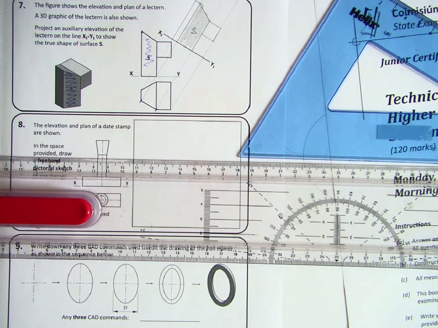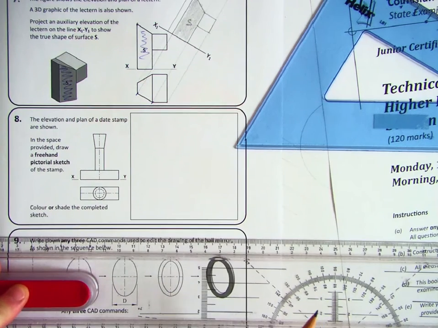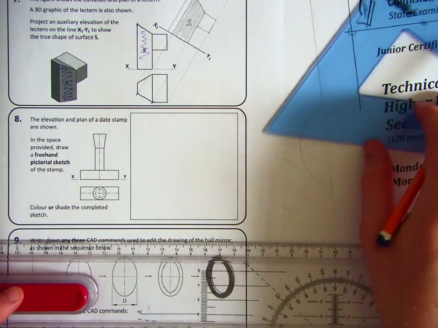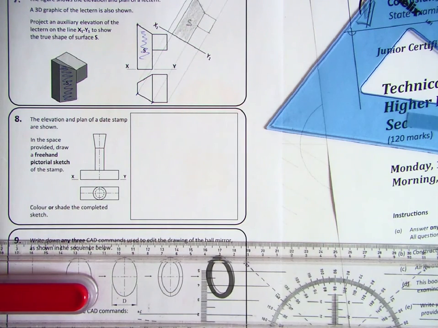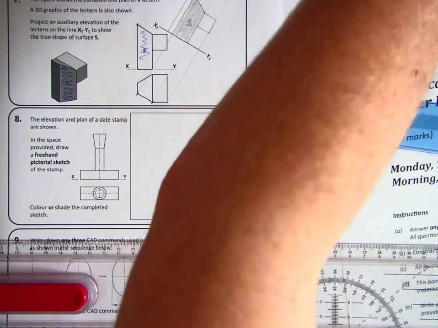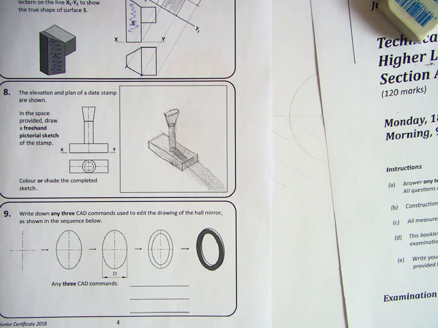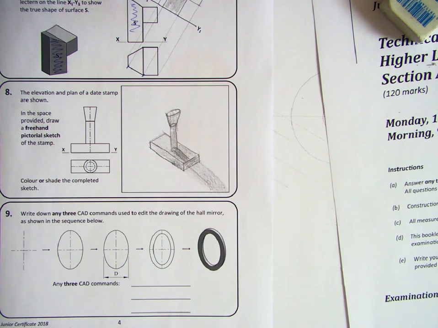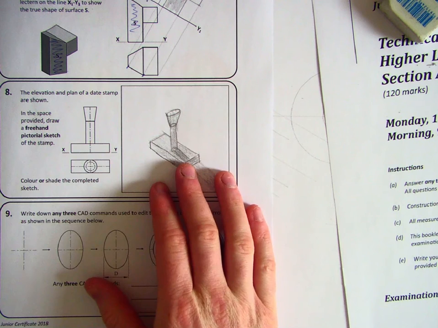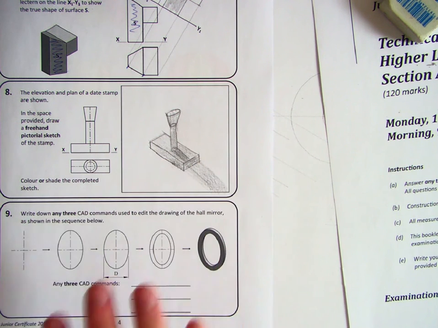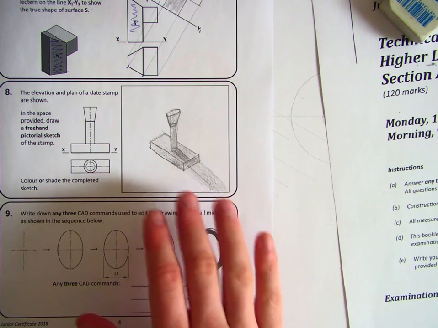Now the next one: the elevation and plan of a date stamp are shown in the space provided. Draw a freehand pictorial sketch of the stamp. Again, these freehand pictorial sketches come up every single year. They take a little bit of time to do, but they're a guaranteed question. I'm just going to fly through this here. Just a quick sketch, something like this. It's an exam situation, so you're not going to get it perfect, so don't try to make it absolutely perfect. Have it as good as you can in the time provided.